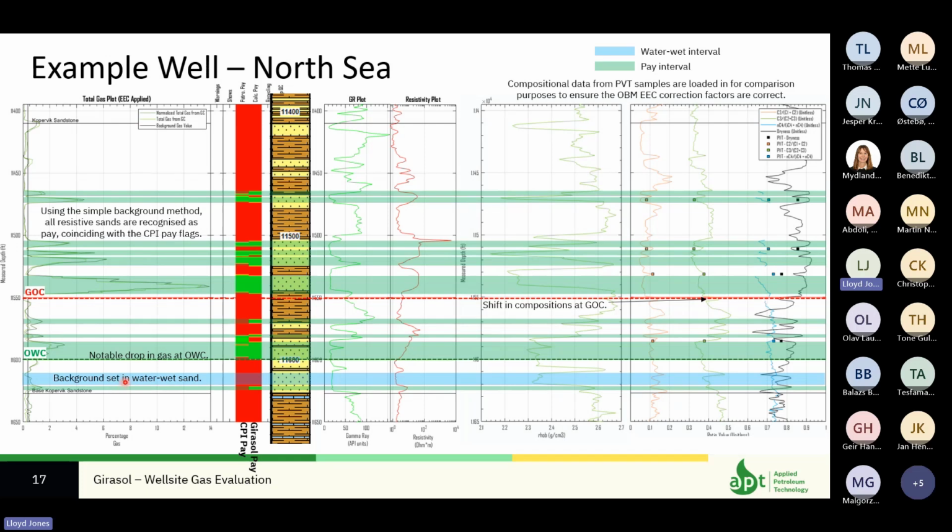Again, we've used the background gas method to identify a water wet sand, and that's down here where we see low gamma ray and low resistivity. And then any gas peak 3 times above this background is flagged as a hydrocarbon bearing zone. And they correlate nicely to where you see low density, so you can sort of see some reservoir quality control on the gas as well. In terms of hydrocarbon phase, this is a gas cap reservoir, and you can see a subtle shift in the wellsite gas compositions at the gas oil contact.